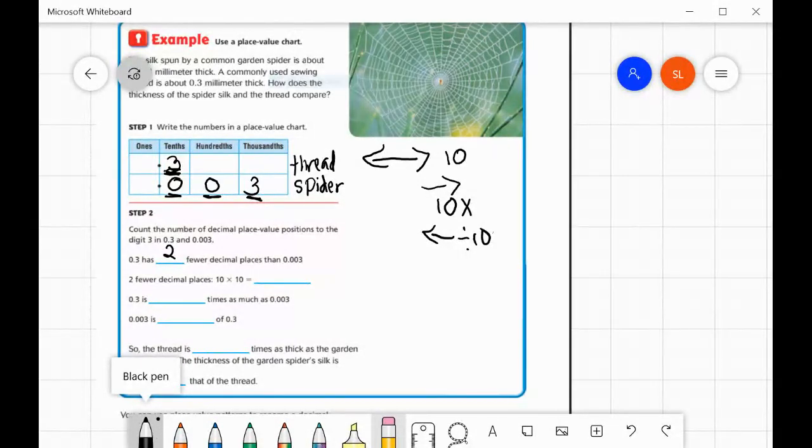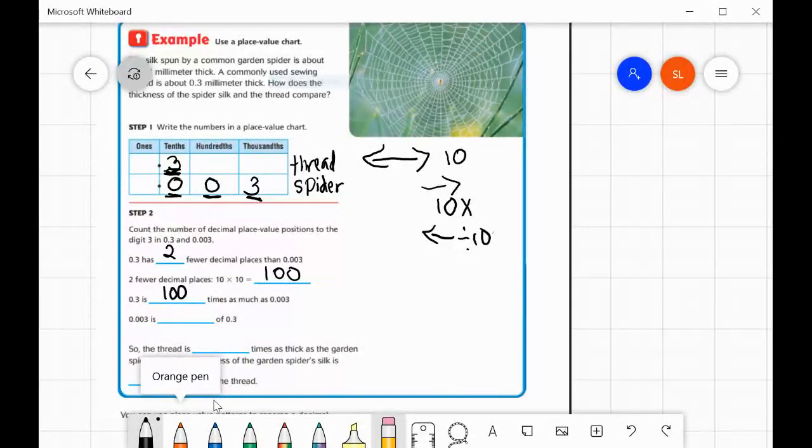So as we move the decimal place one direction, we multiply by 10. And as we move the decimal point a different direction, the opposite direction to the left, we are dividing by 10. So 2 fewer decimal places is 10 by 10, which is 100. So that means that 3/10ths is 100 times as much as 3/1000ths.